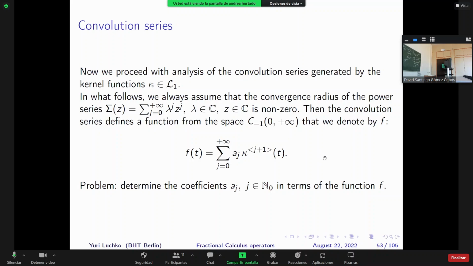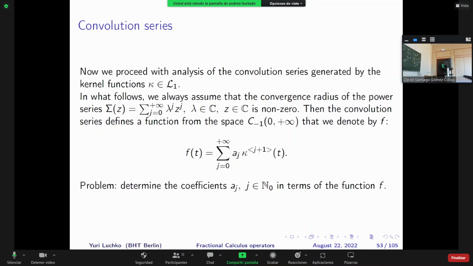well, let's speak a bit about the so-called convolution series. As we already said, in the Taylor formula, we get some convolution polynomials. Let's discuss a question about the series. So let's start with the problem that we have a function f from the space C minus 1. And we suppose that this function is represented in this form as a convolution series. How to determine the coefficients?